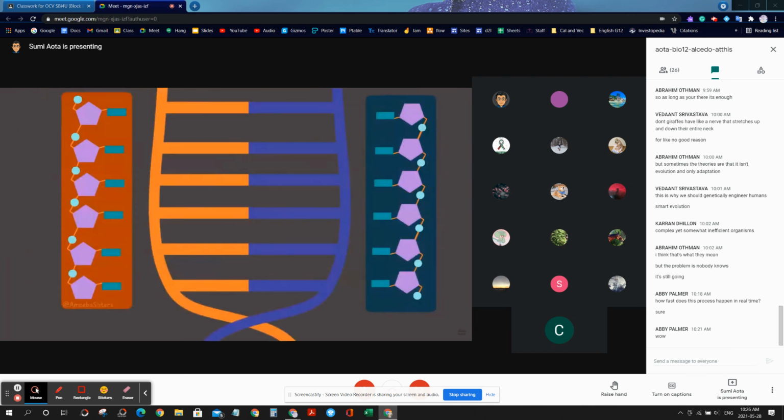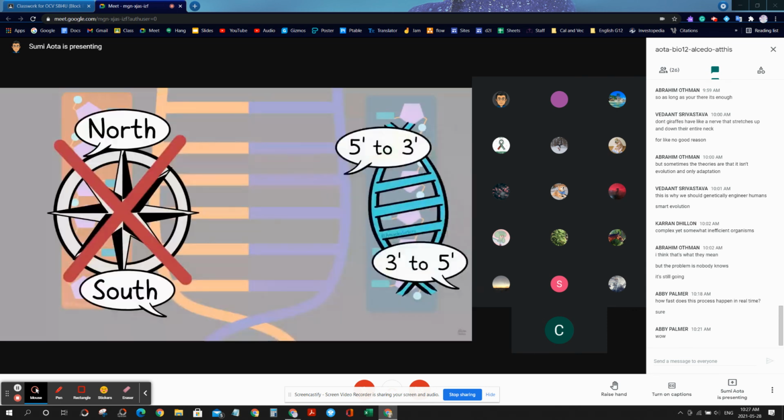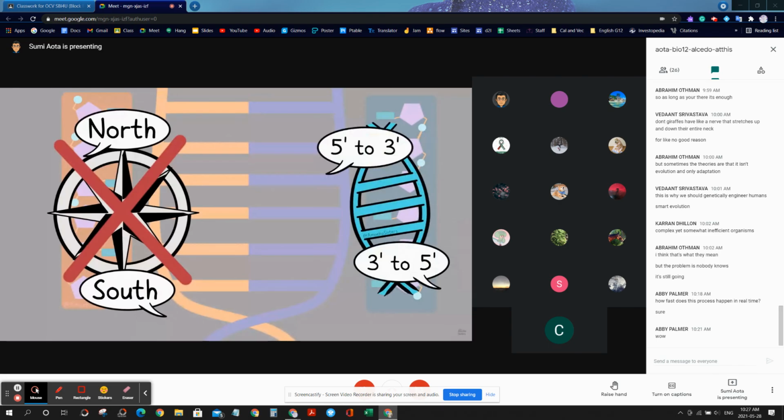These strands are also anti-parallel, so they don't go in the same direction. What do we mean by direction? Well, with DNA, we don't say north or south. We say DNA either goes 5' to 3' or 3' to 5'. What in the world does that mean?